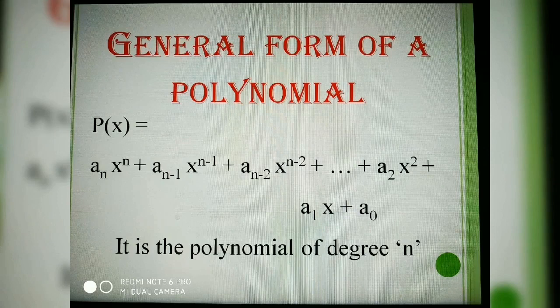What is the general form of a polynomial? an x to the power n plus an minus 1 x to the power n minus 1 plus an minus 2 x to the power n minus 2, up to plus a2 x square plus a1x plus a0. This is a polynomial having variable x, and the degree of this polynomial is n. And an, an minus 1, a2, a1, a0, these are all coefficients.